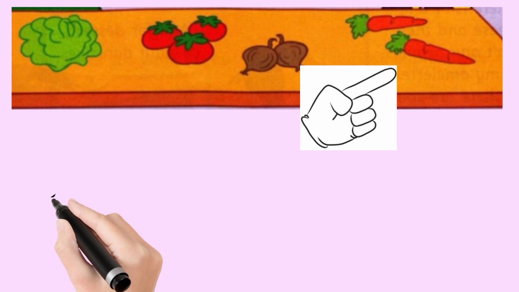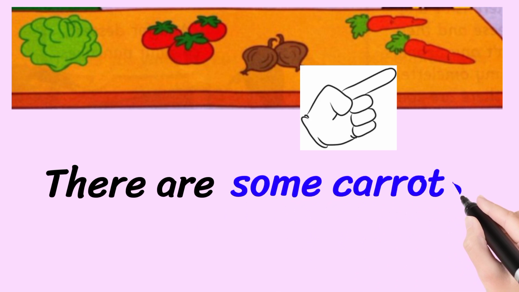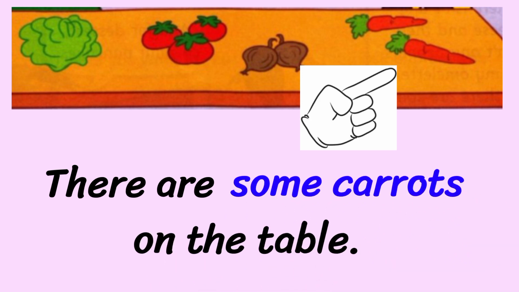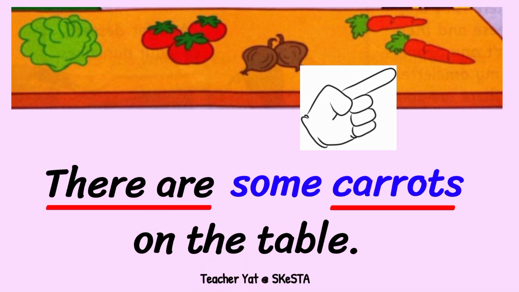Look at the picture. Look at the pointing finger. The finger is pointing at two carrots. We can say, there are some carrots on the table. Carrots are plural. So we use there are. That's the end of our lesson.